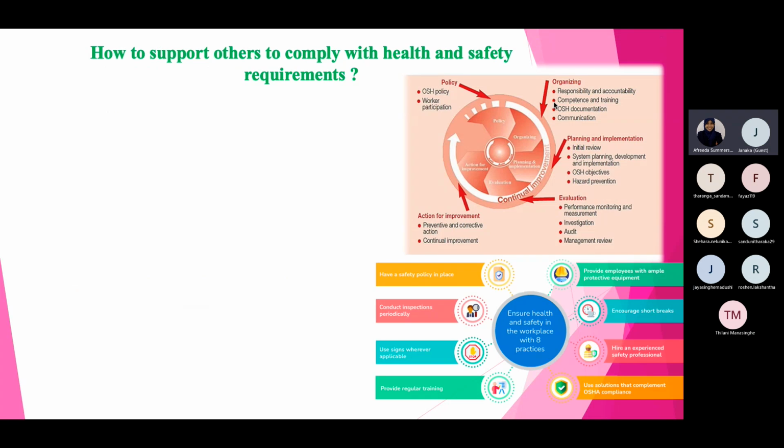Okay. Understood, ma'am. Okay. So next one is how to support others to comply with health and safety requirements. So if you take a look on your right hand side, I don't know what your side is, but if you can see the diagram, you can see there are ways we can ensure health and safety in a workplace. So usually we have 8 practices. So the first one is you must have a safety policy in place, right?